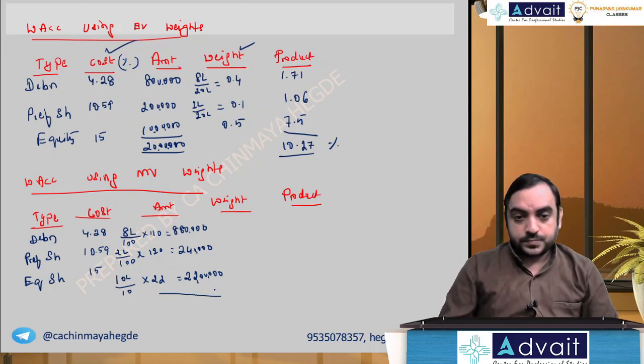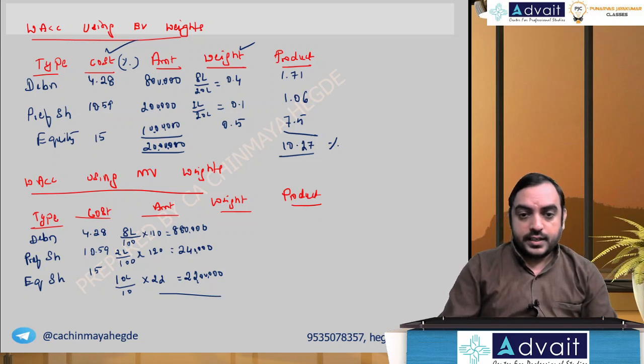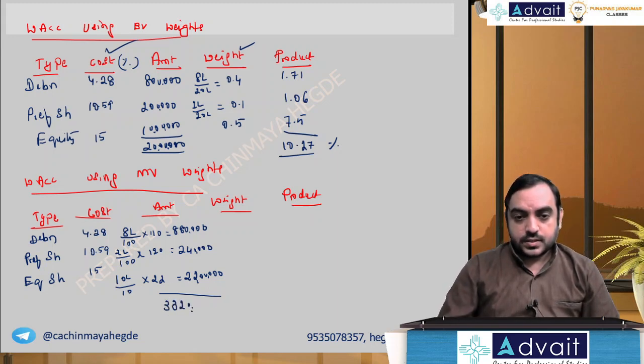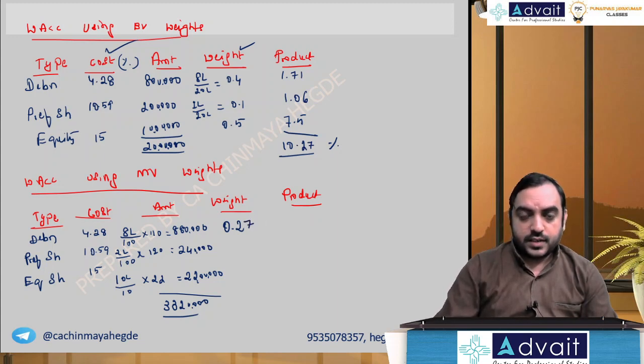So total: 8 lakh 80, 2 lakh 40 plus 22 lakh, 33 lakh 20,000. Weights, let's keep it in two decimals. 8 lakh 80 divided by 33 lakh 20, 0.265, let's say 0.27. 2 lakh 40 divided by 33 lakh 20, 0.07. 22 lakh divided by 33 lakh 20, 0.66.